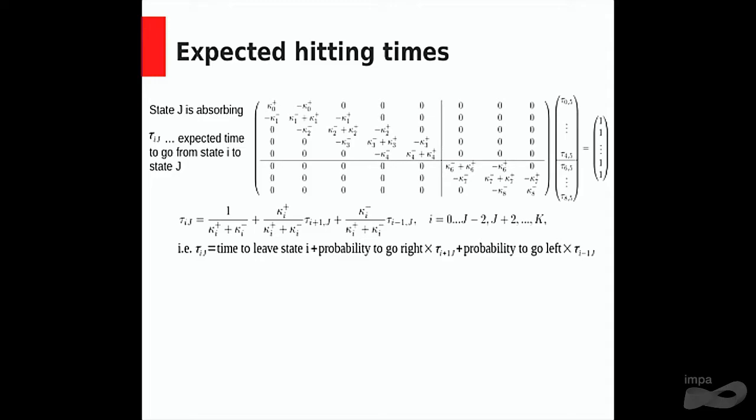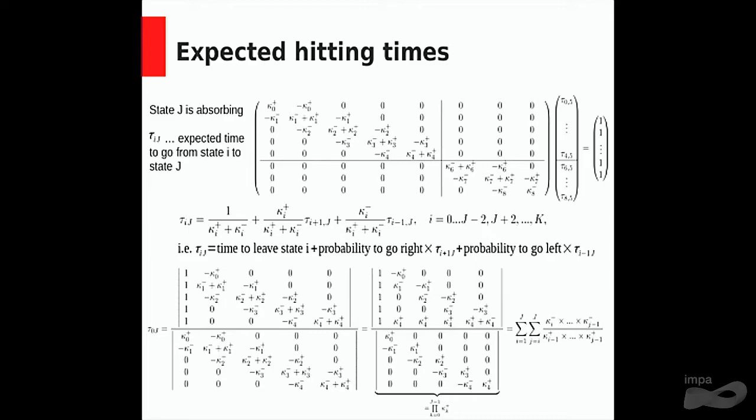It can be made more intuitive if you imagine that according to this system, the expected time to go from state i, let's say, to j is given by the expected time to go away from i, plus either the time to go from i plus 1 to j or i minus 1 to j, weighted with the probability that you actually went to i plus 1 or that you actually went to i minus 1. So that is actually just another way to write this system here.